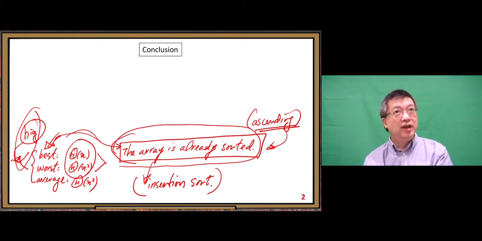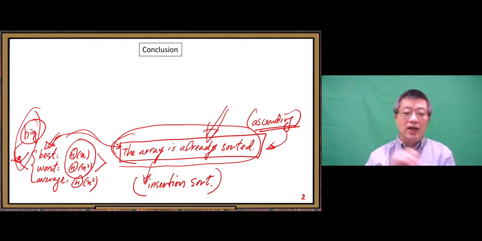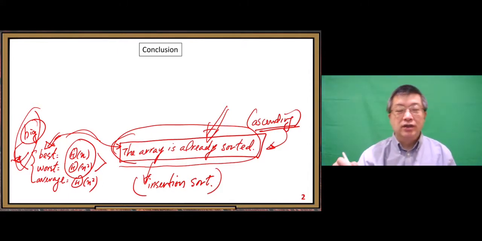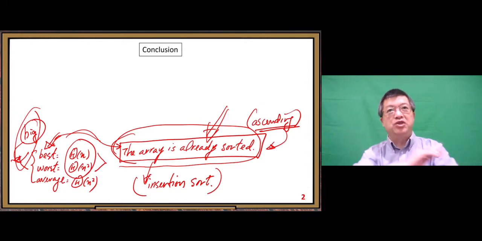Later you will see for some sorting algorithm, if you give this already sorted data, it corresponds to the worst case, not the best case. We will have such a sorting algorithm later. Yeah, so it's anti-intuition, but it is true. So that's why this insertion sort is quite special.